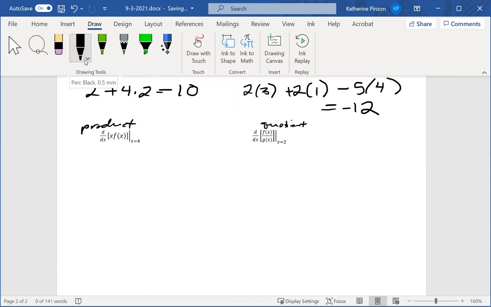Okay, let's do it. The product rule says derivative of the first. In this case, my first function is x, and my second function is f of x. So the product rule says derivative of the first. What's the derivative of x? 1 times the second, f of x, plus first x times the derivative of the second, f prime of x.